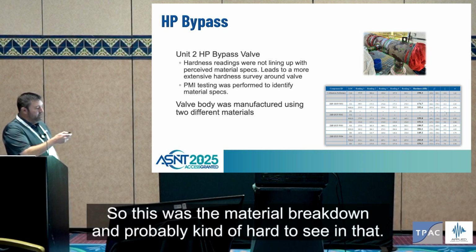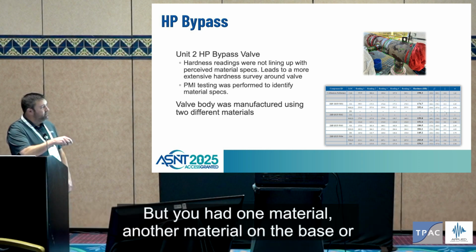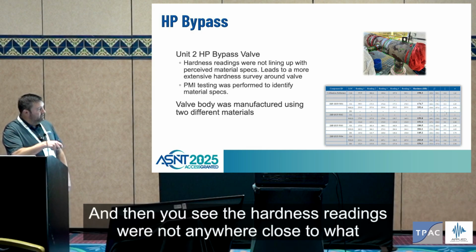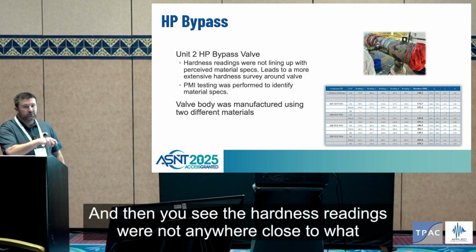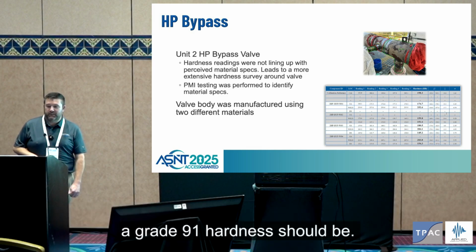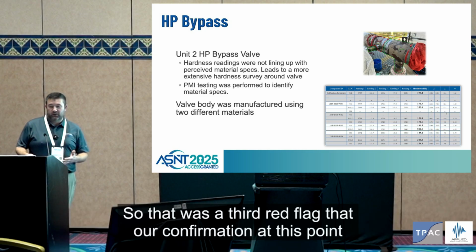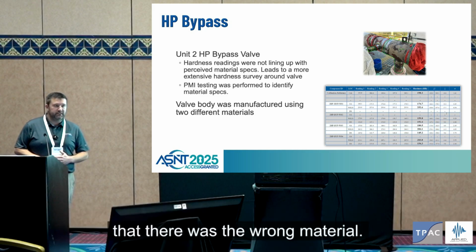So this was the material breakdown, and it's probably kind of hard to see in that, but you had one material, another material on the base or the body of the valve, and then you see the hardness readings were not anywhere close to what a grade 91 hardness should be. So that was a third red flag, or confirmation at this point, that it was the wrong material.